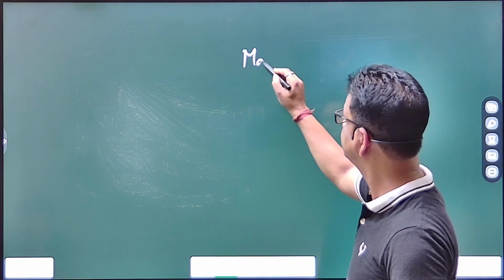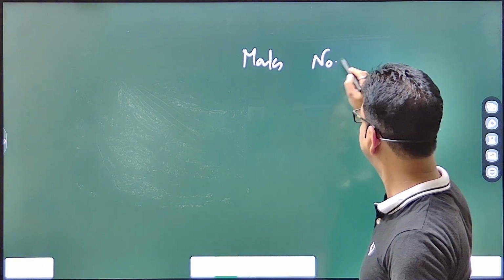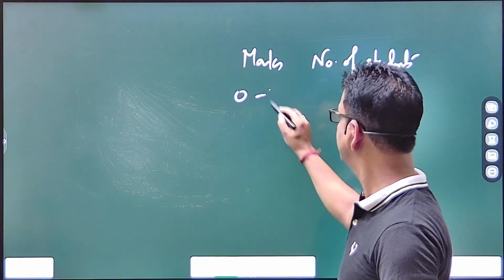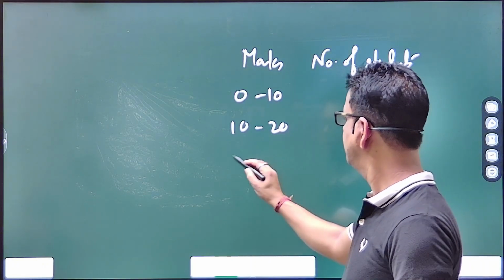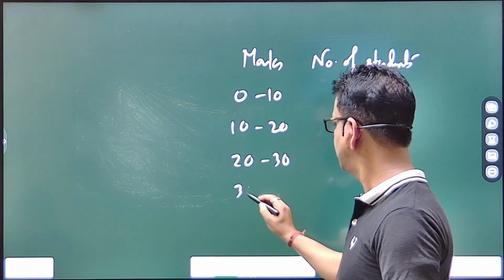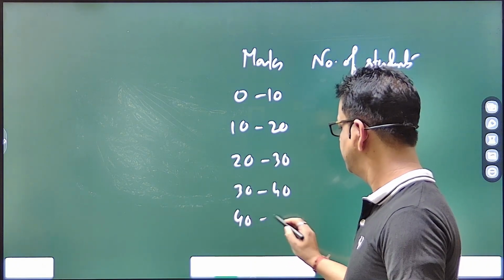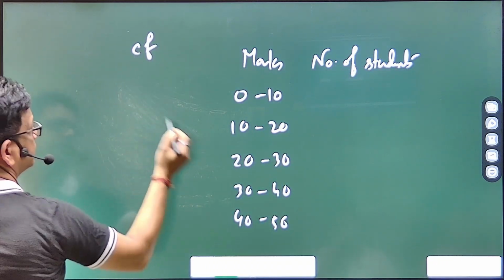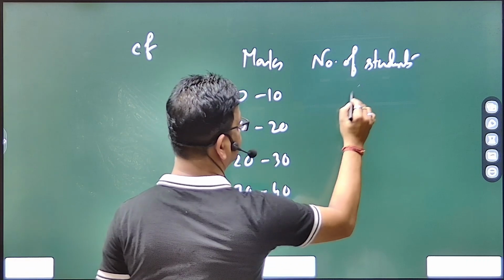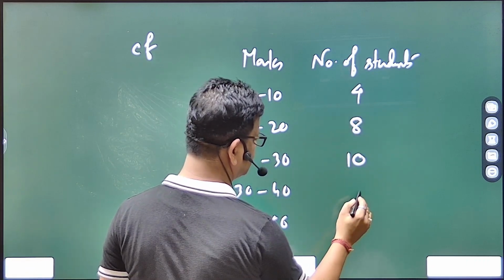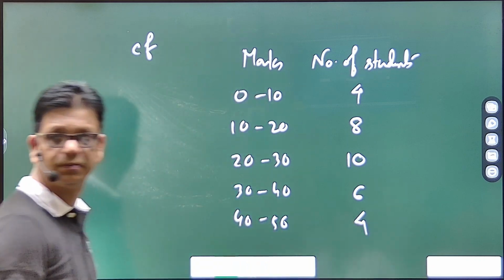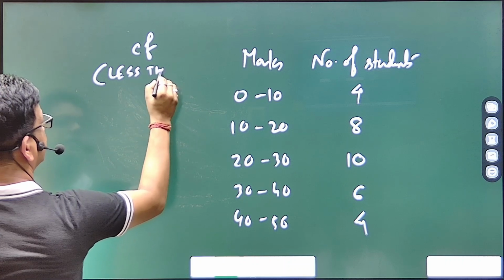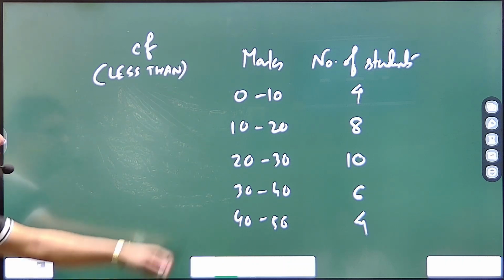So these are the marks. These are the number of students. This way you will understand better. 0 to 10, 10 to 20, 20 to 30, 30 to 40, and 40 to 50. So if I give it in terms of marks, you understand easily. So CF, okay, I'm going to find from this F. So 4, suppose 8, then 10, suppose 6, and suppose this is also 4. Please try to answer.